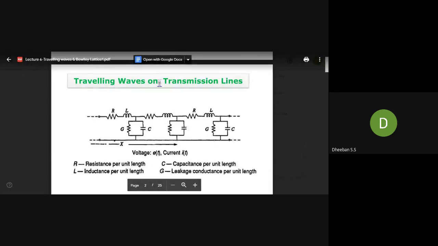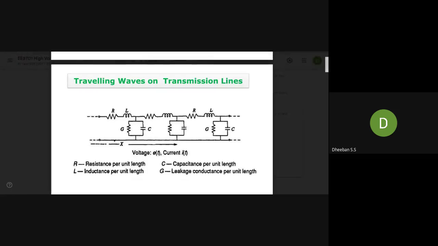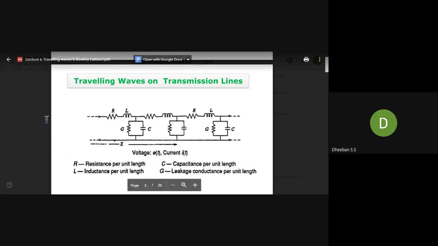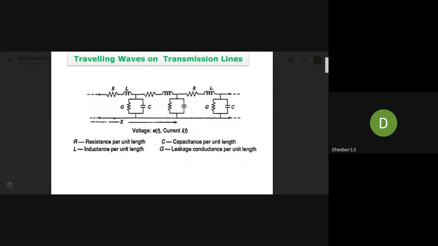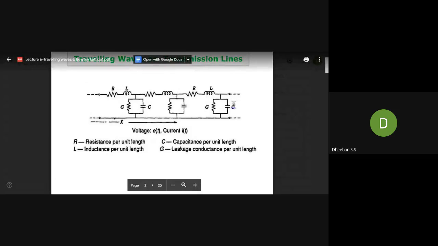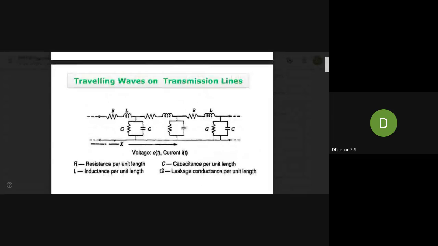So here what you can see is traveling waves on transmission line. The same thing you have studied, the derivation, in the T&D long transmission line. That is, your voltage will be moving from your sending side to the receiving side. Okay, it will be moving from your sending side to your receiving side. So while traveling, it will be subjected to be as a wave.